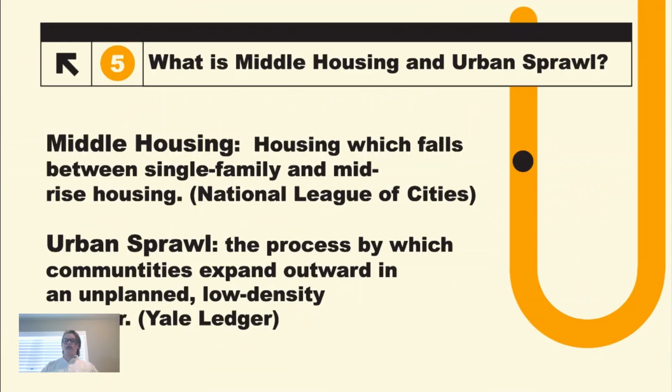Middle housing is housing which falls between single family and mid rise housing, according to the National League of Cities. Other groups also throw in that it often includes walkable cities and other amenities like easy access to stores. Urban sprawl is the process by which communities expand outward in unplanned, low density manners, which usually means single family homes and 5 acre or so plots.